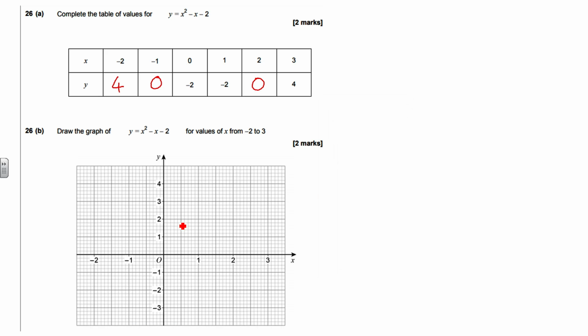Right, we're then required to plot these values on the graph. So we convert these into coordinates.